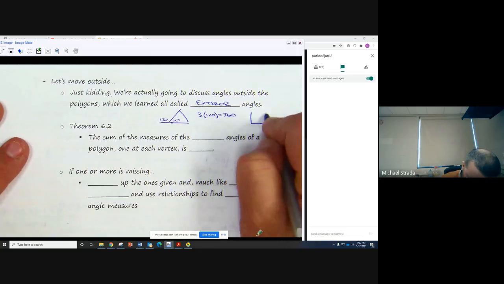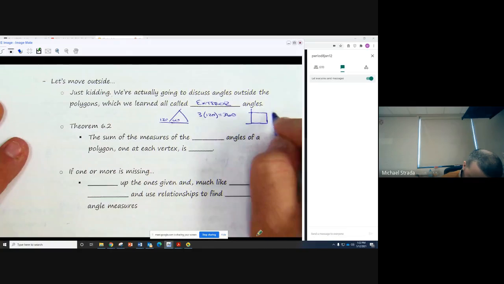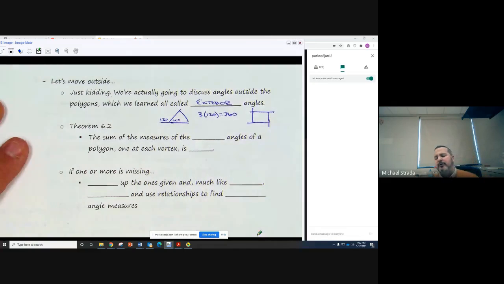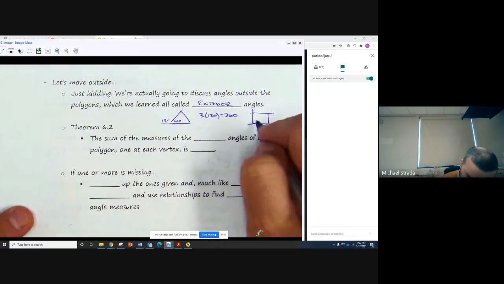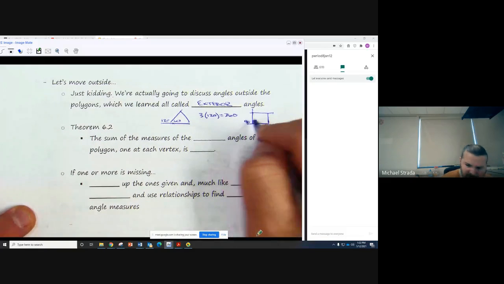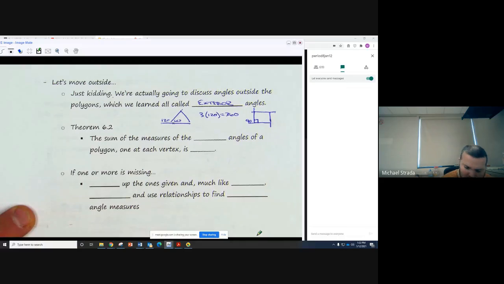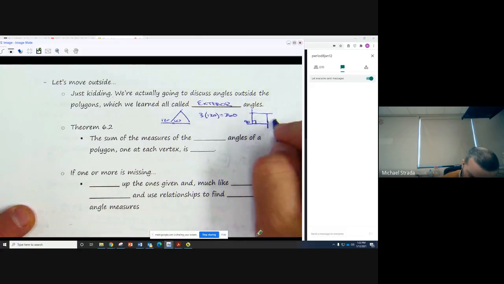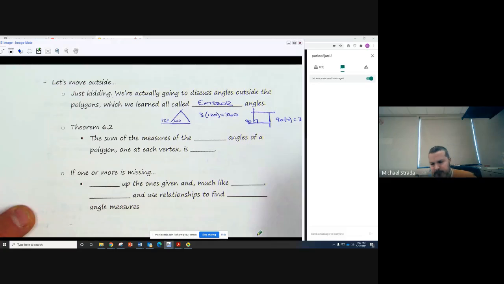Let's move to a square. A square is a regular quadrilateral, so each of the interior angles is 90 degrees. It means each of the exterior angles is also 90 degrees. Well, there's 4 of them. 90 times 4 is also 360.